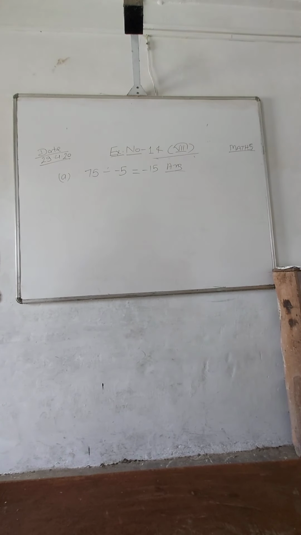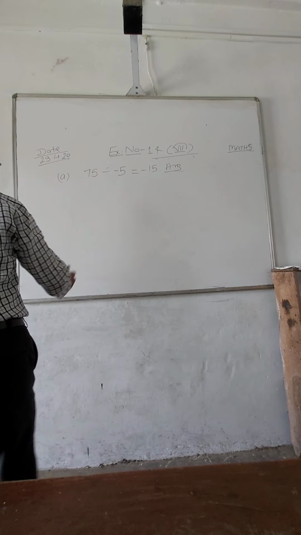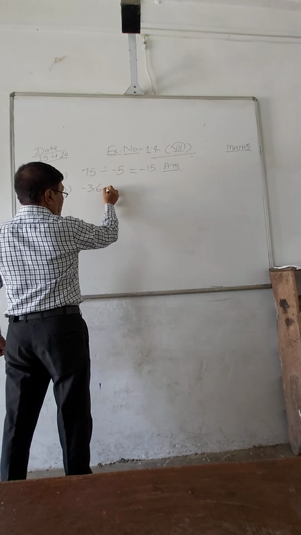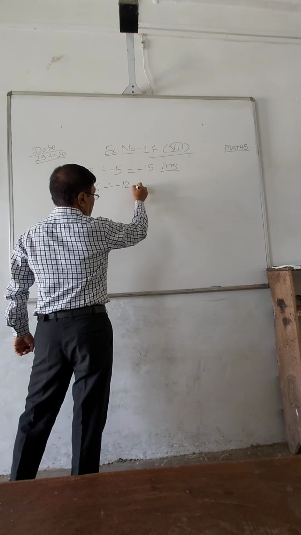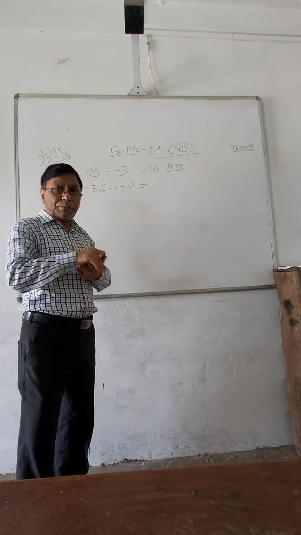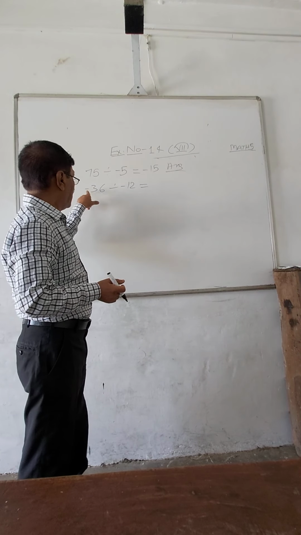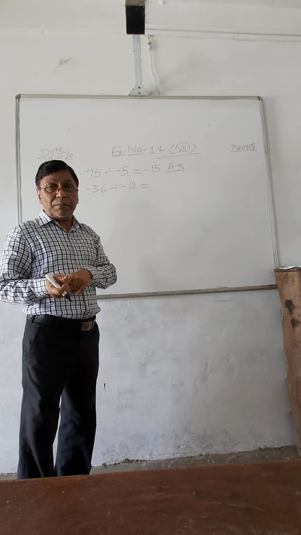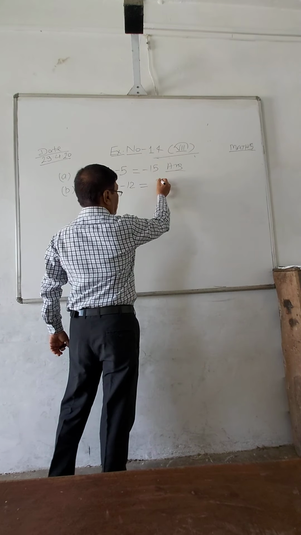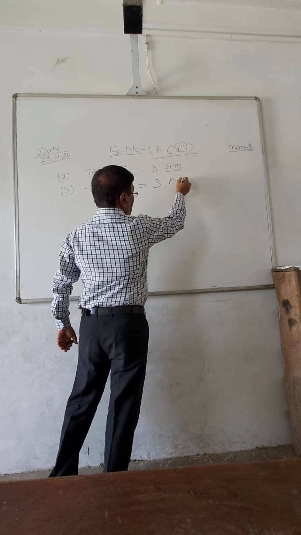Clear? Now take a second example, minus 36 divided by minus 12. Same sign. Same sign is positive, opposite sign is negative. Same sign, so the result will come positive, because 12 3s are 36, so it will come 3. This is the answer of this.